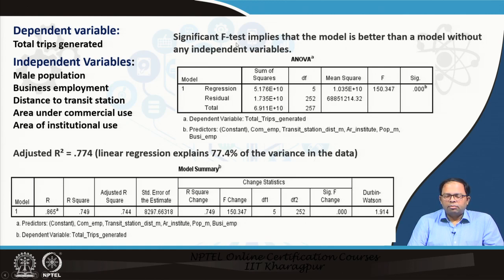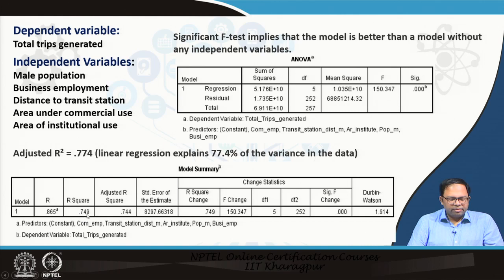So, we see that the F test shows that the model is significant and it is better than the model without any independent variables. That is being shown over here, and that is what the F test implies. And we see that the adjusted R square value is around 0.774. This linear regression explains around 77.4% of the variance in the data, and that we see in this particular table.